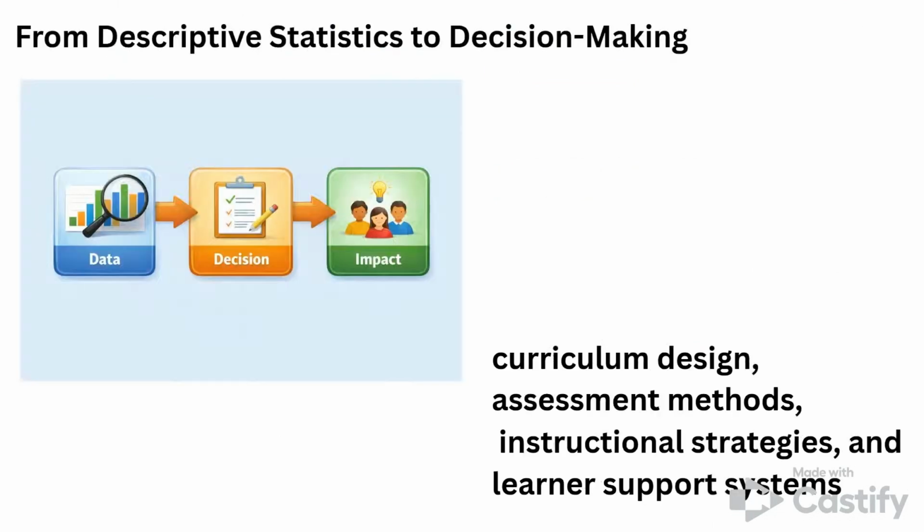Measures of central tendency and variability are part of descriptive statistics. Their purpose is not only to describe data, but to inform decisions. In STEM education, these decisions may include curriculum design, assessment methods, instructional strategies, and learner support systems.